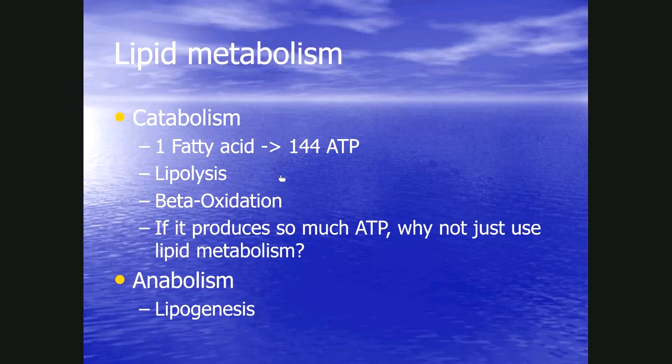Lipid metabolism. Okay, so let's kind of put the pound a little bit. When we talk about breaking it down, one fatty acid makes 144 ATP. Holy crap. One fatty acid makes 144 ATP. Well, I got a whole bunch of fat wrapped around my body, right? So why don't I just use all that? I don't need to eat. I just want to use my fat. How do I unlock that?